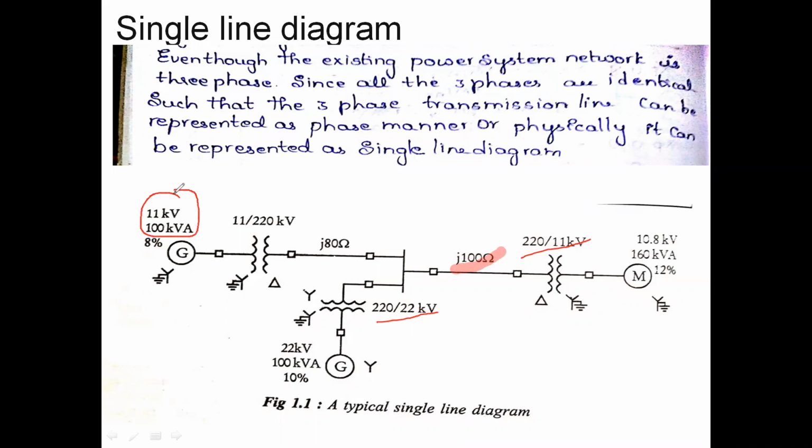Okay, take these values as the base values, and you can convert this 100 ohms into per unit. That may be your first task. Using whatever knowledge you have up to now, you can convert this entire power system into a per unit system. That also we will see.